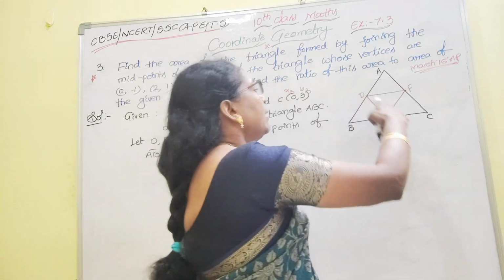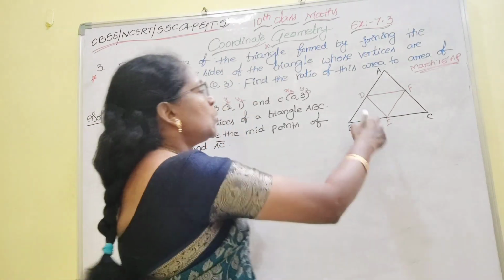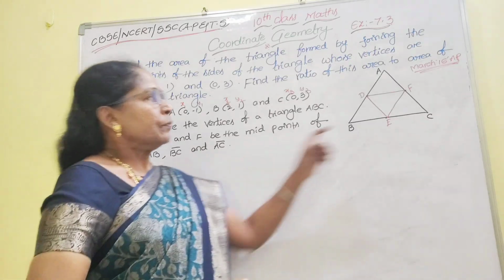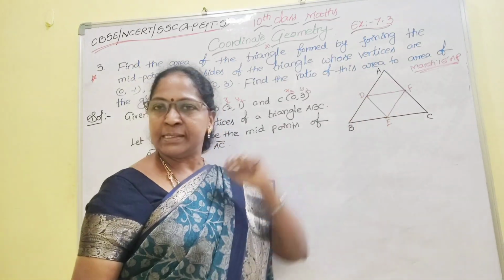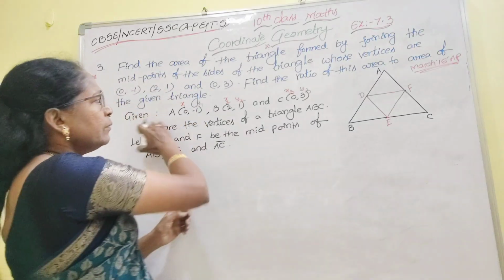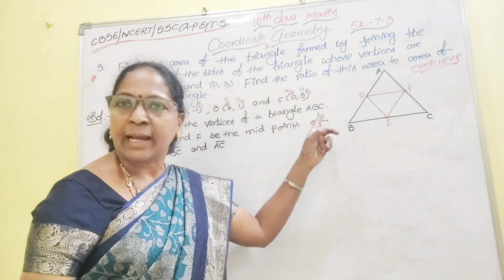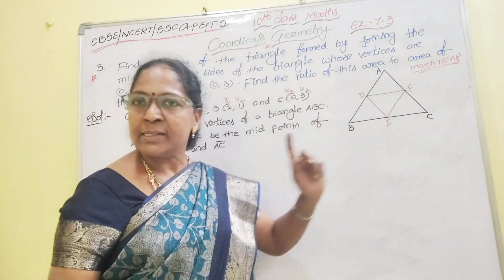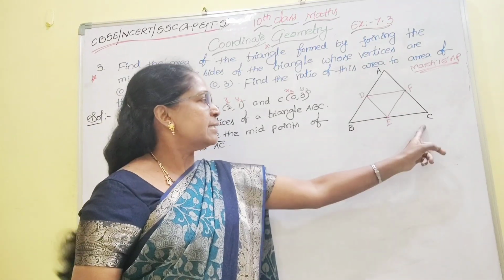Now join these 3 sides, then it will become the triangle. So this triangle area we have to find out first. Later, what is the ratio of the area of this triangle to the triangle ABC? That is the question. Now write down given. Given ABC are the vertices of a triangle ABC. Let D, E, F be the midpoints of the sides AB bar, BC bar and AC bar.